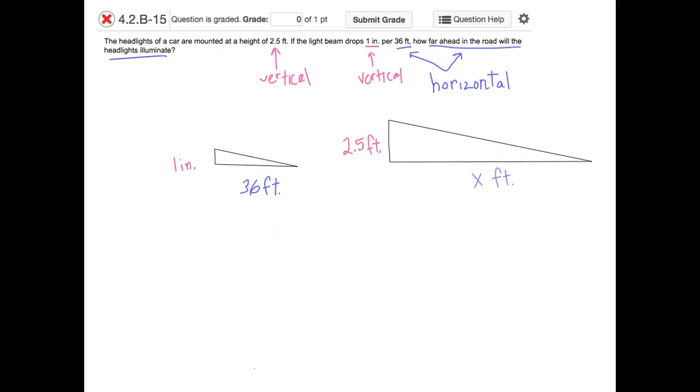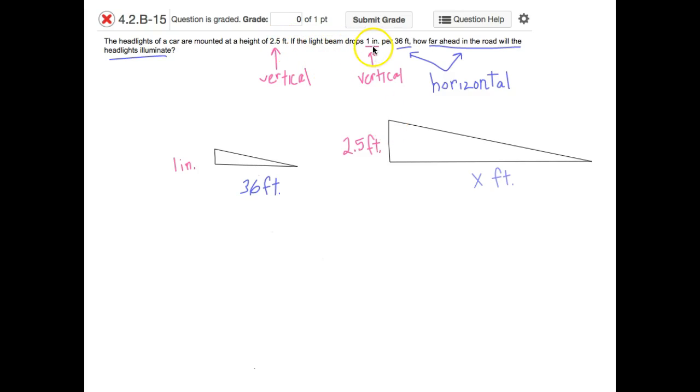I just thought I'd go over this question quickly here and just demonstrate how this works. So the question says the headlights of a car are mounted at a height of 2.5 feet. So that's from the ground up to where the headlights are on the car.